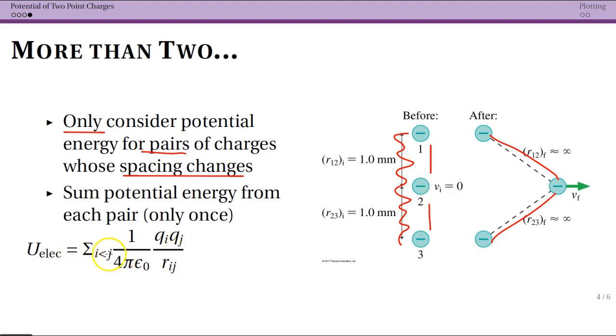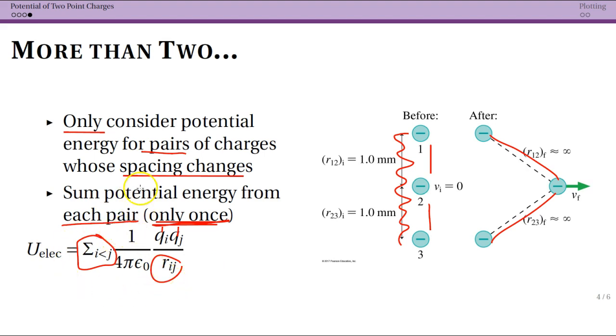So the book writes it this way, that our potential energy is then going to be a sum, this means that we're summing, over Qi, Qj, over r i j. And that just means use the distance between these two charges. The reason we're doing a sum is that you need to consider each pair. Why does it say i less than j? Well, we just want to do that only once. So you don't want to consider, for instance, the potential energy of 1, 2, and then 2, 1. Don't do that.